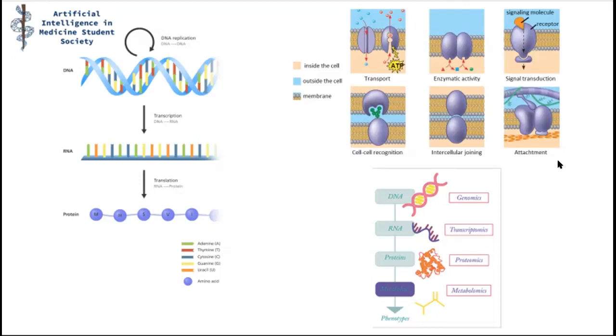And this brings us to the studies of each level of this. So when you're studying DNA, you're studying genomics. When you're studying RNA, you're studying transcriptomics. When you're studying proteins, it's proteomics. And then you can get to metabolism and how all these things interact, and that brings you to metabolomics.